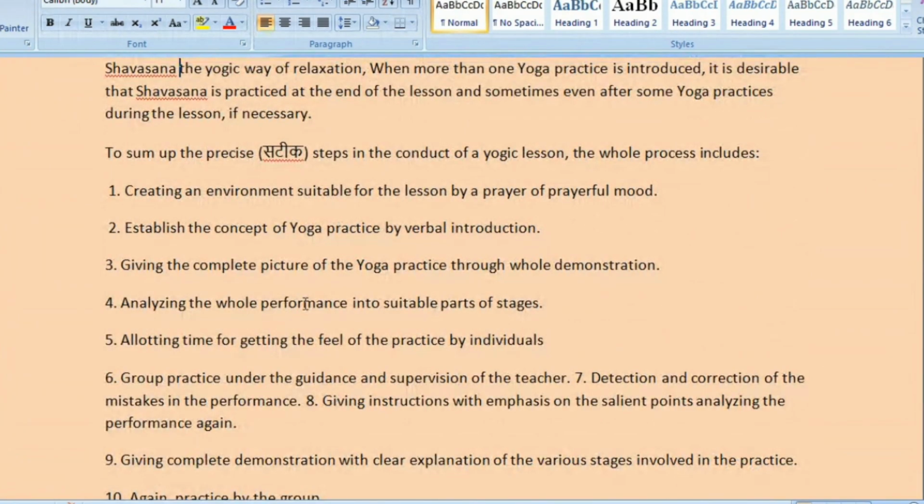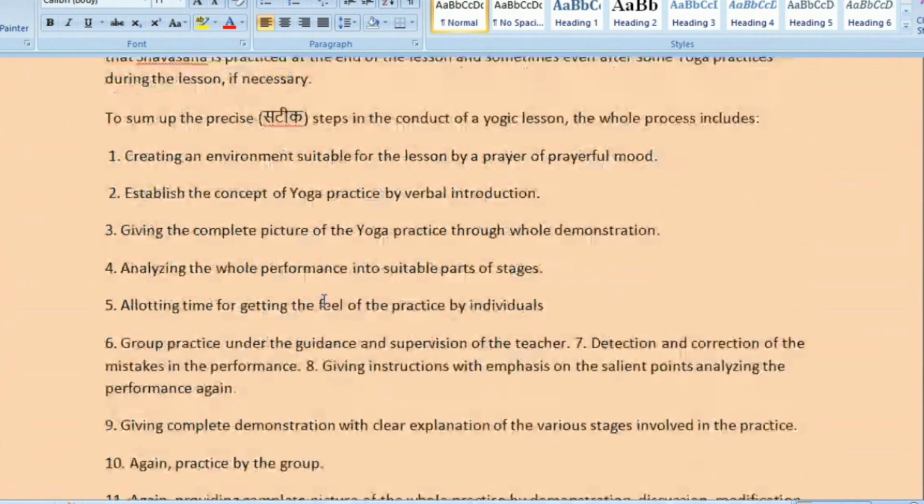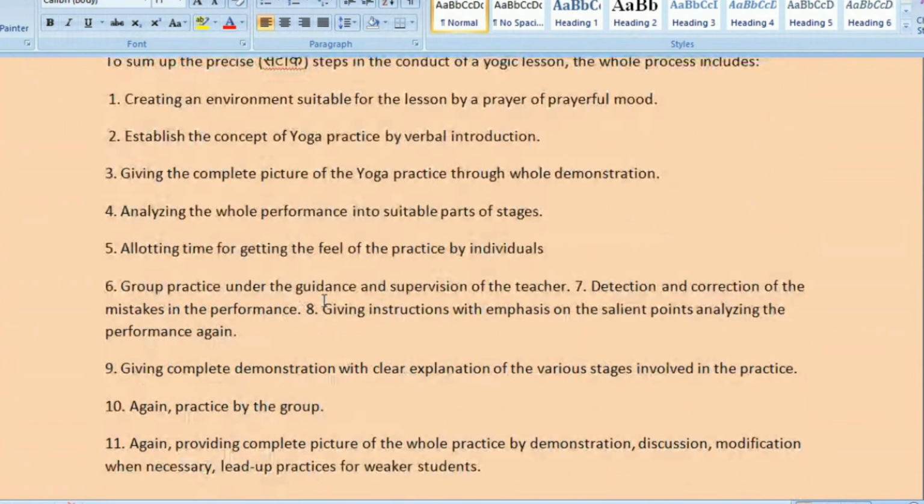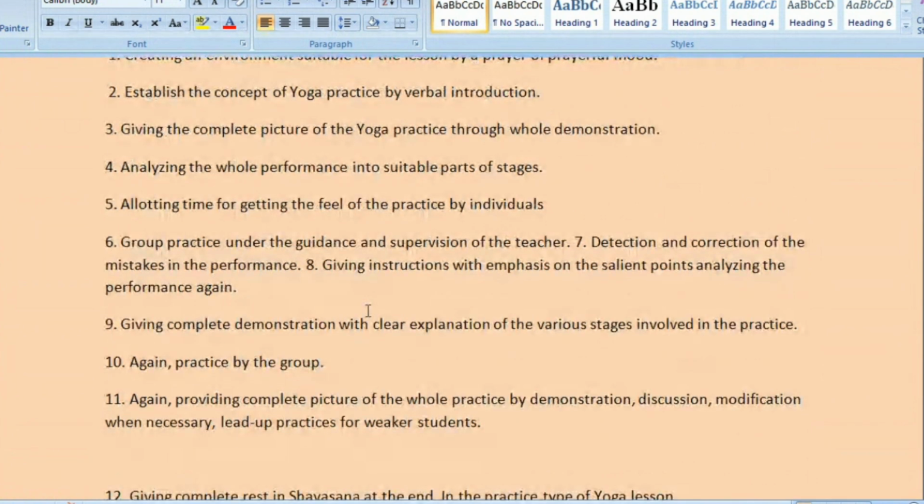To recap the precise steps in the conduct of a yogic lesson, the whole process includes: first, creating an environment suitable for learning by a prayer or prayerful mood. Second, establish the concept of yoga practice by verbal introduction. Third, giving the complete picture of the yoga practice through whole demonstration. Fourth point, analyzing the whole performance into suitable parts or stages. Fifth point, allotting time for getting the feel of the practice by the individual.